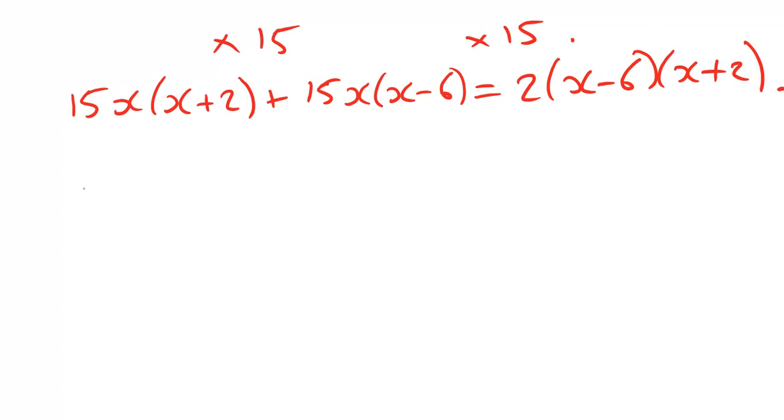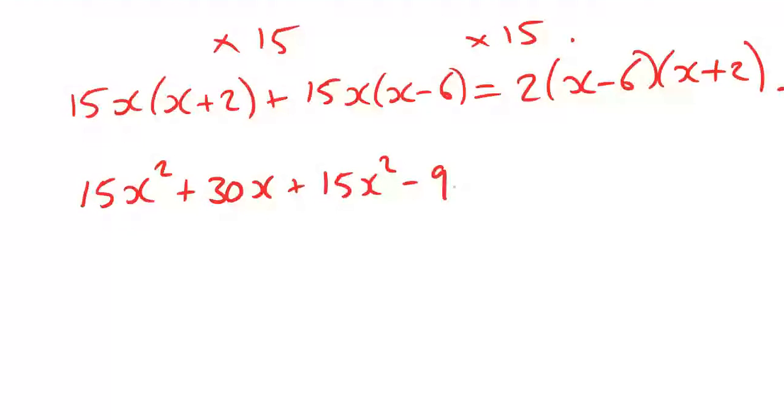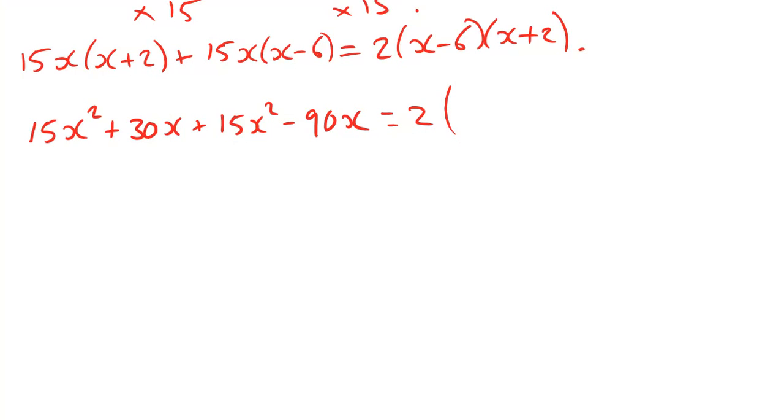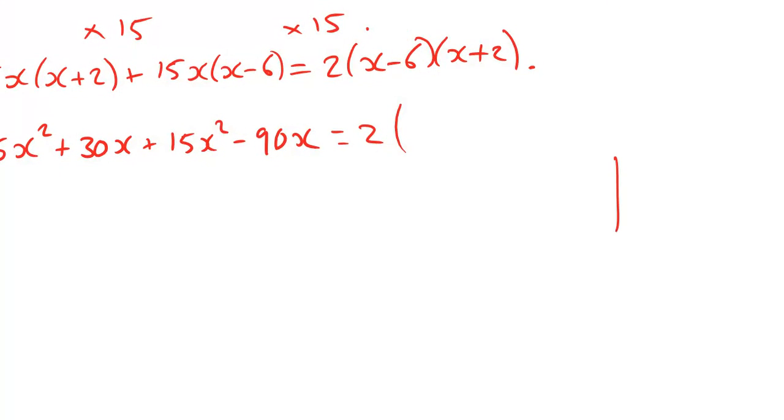If we expand that single bracket, we will have 15x squared plus 30x. The next bracket will be 15x squared. Now, 6 times 15 is minus 90. So we're going to have minus 90x. And then let's expand this right-hand side. So I'll keep that 2 outside the bracket. So we can just multiply out the x minus 6 and x plus 2.